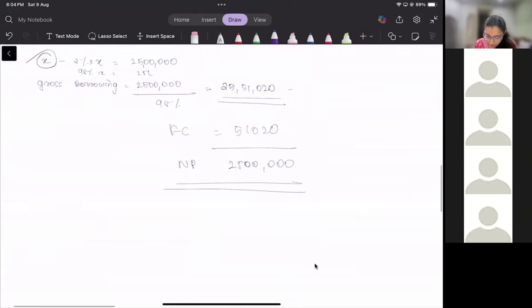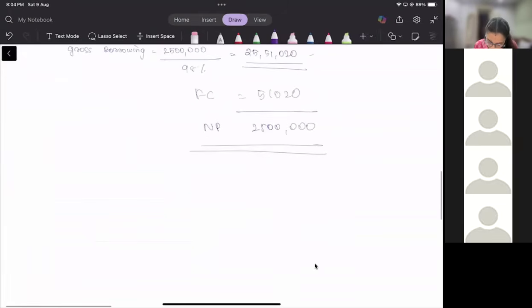Got it? So can you please find out option number 2? Option number 2, it's completely debt only. Net proceeds, no doubt, 50 lakh will be our net proceeds. Tell me what will be the gross debt or gross borrowing.